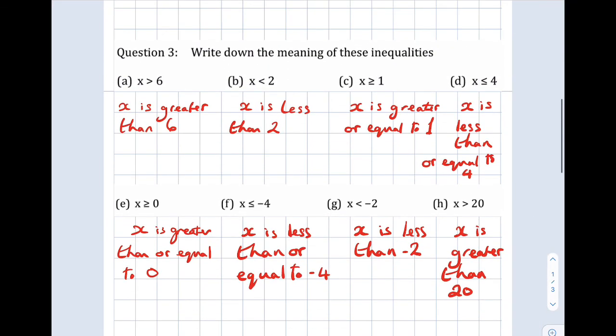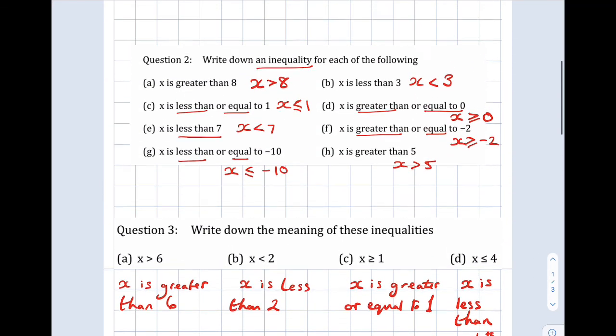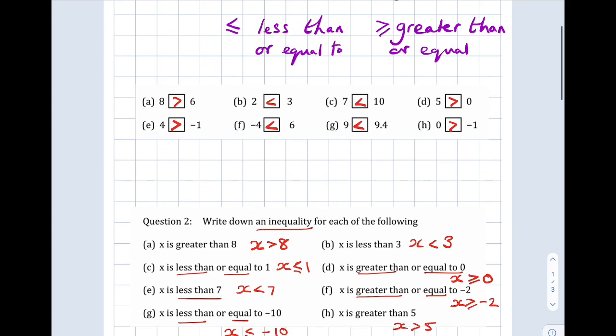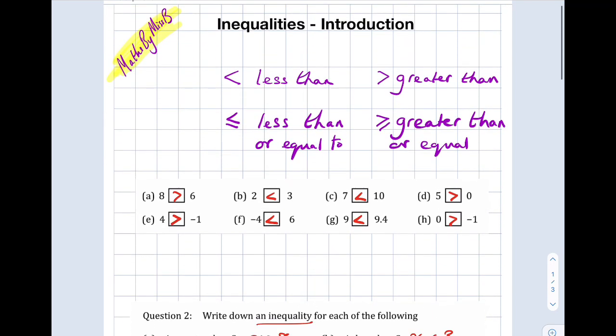Okay, that's it for now. I hope this makes sense. Looking at these inequality signs, it does help if you try the questions yourselves by pausing the video and having a go.